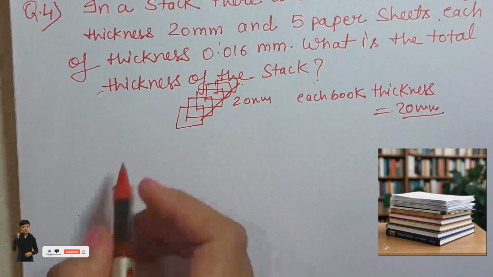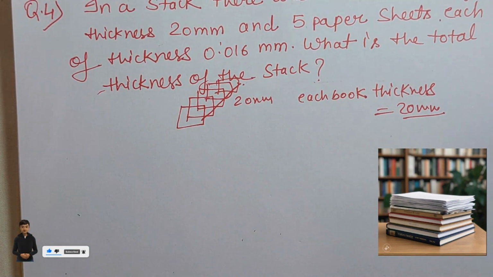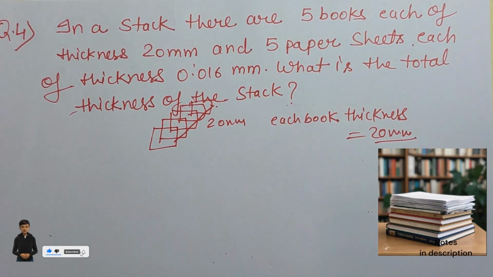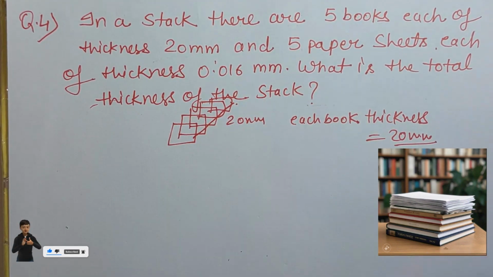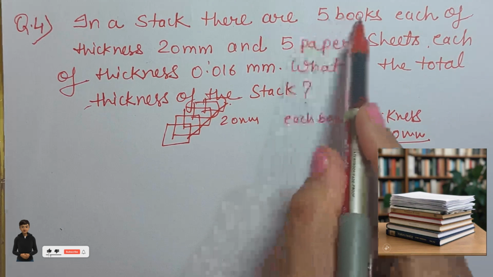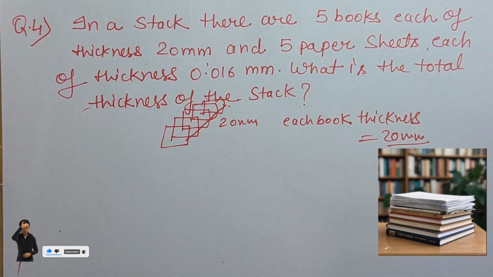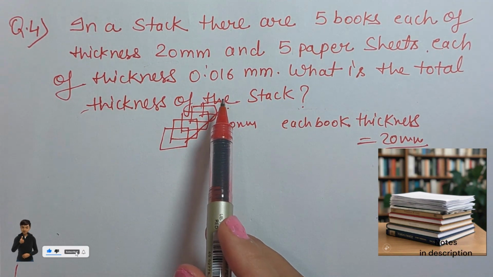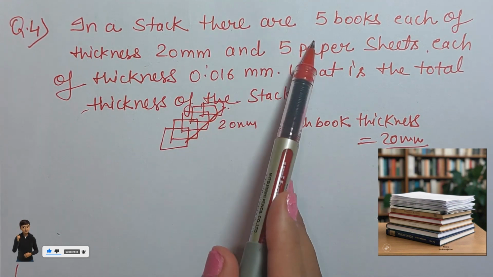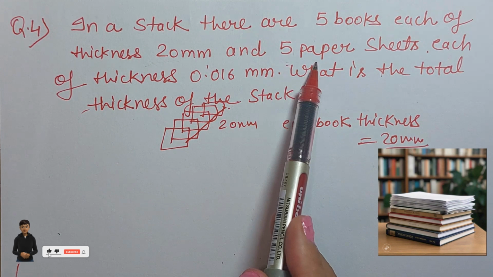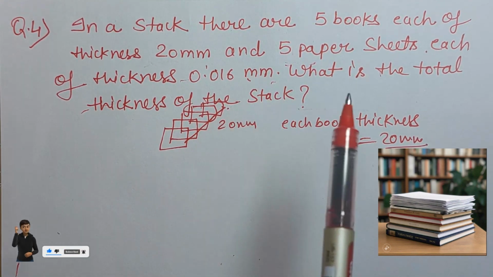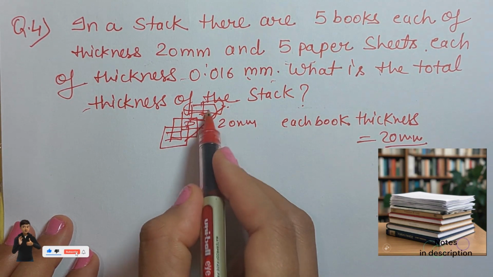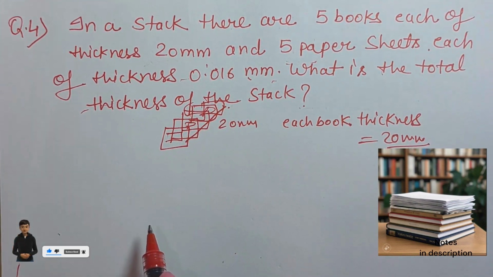How will we solve it? First we will write what is the thickness of one book. Note down. Word problem questions have to be solved like this. You can read the question again and again and write it down. In a stack there are 5 books, each of thickness 20 mm, and 5 paper sheets, each of thickness 0.016 mm. They are asking for the total thickness of the stack. There are 5 sheets also like that, in this pile, or we can say stack.